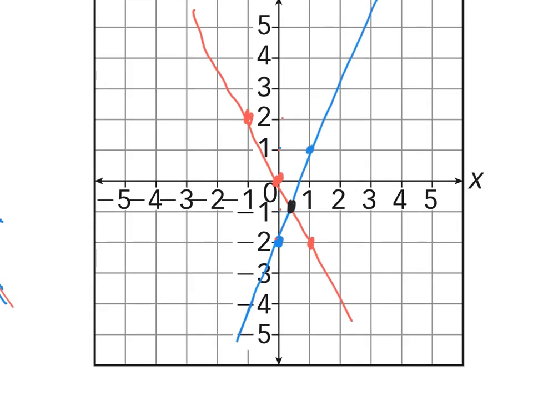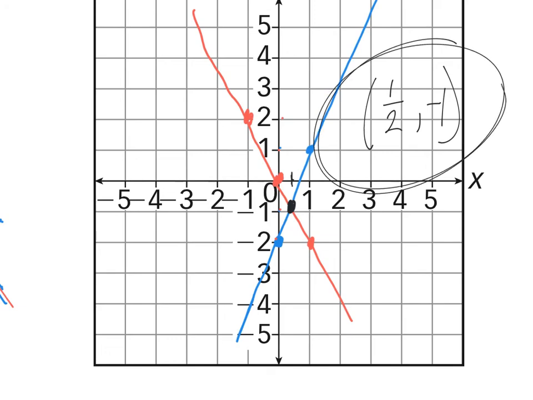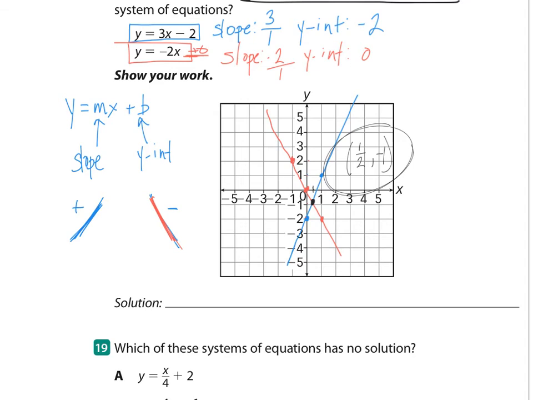So maybe they meet, I don't know. I'll say this is maybe halfway between 0 and 1. So maybe this could be like 1/2. And I'd say maybe -1 is a good guesstimate for that. All right, we could write that solution down here if we wanted to. So 0.5, -1.